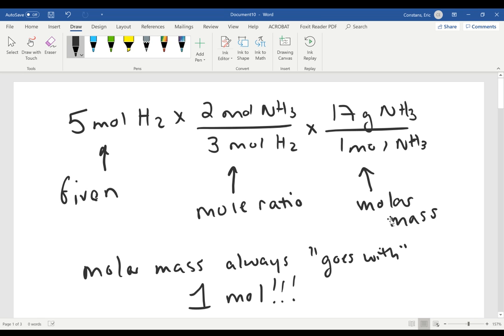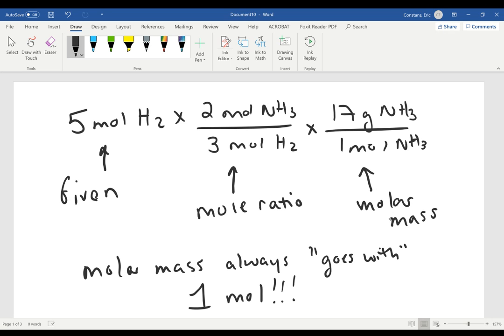Welcome to the second part of today's lecture on mole to gram to mole stoichiometry. So I'm going back to the equation that I had before. Here I was trying to figure out, if I started with 5 moles of hydrogen, how many grams of ammonia would I get? And this is the way we set up the problem.